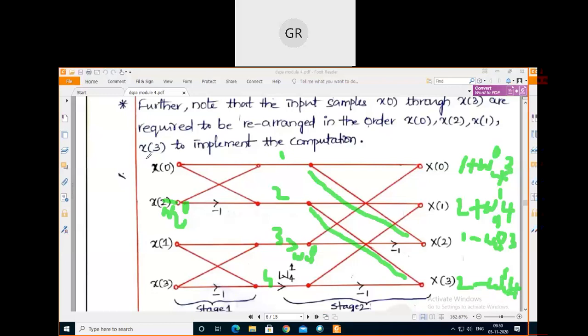Okay. This problem is on decimation in time. In decimation in time, inputs are in bit reverse order and outputs are in sequence. You are already familiar with how to write in bit reverse order. Okay. Please go through this 4-point DFT.